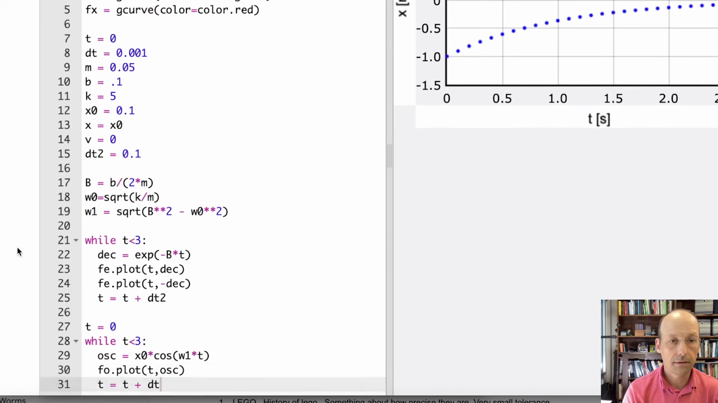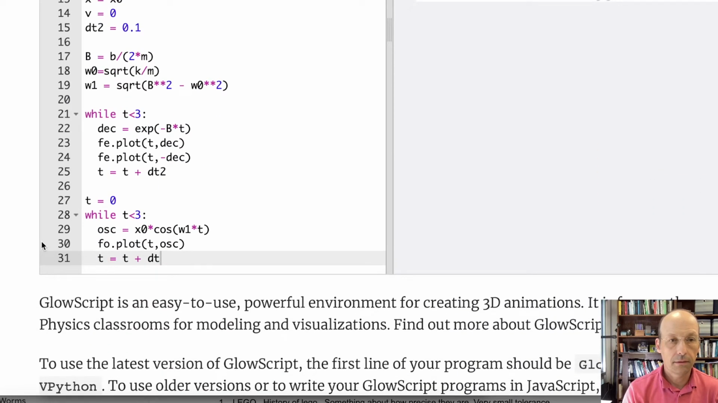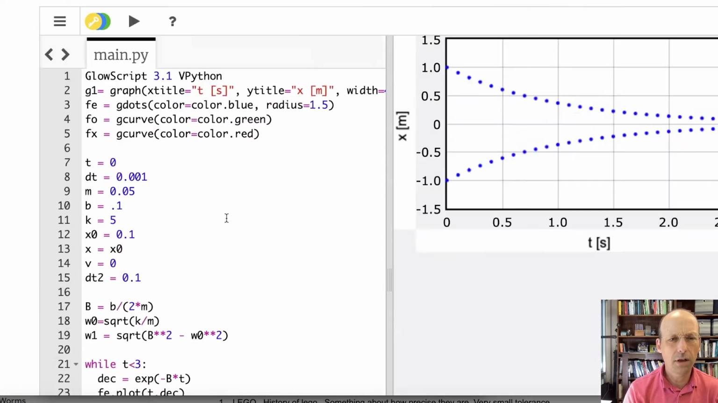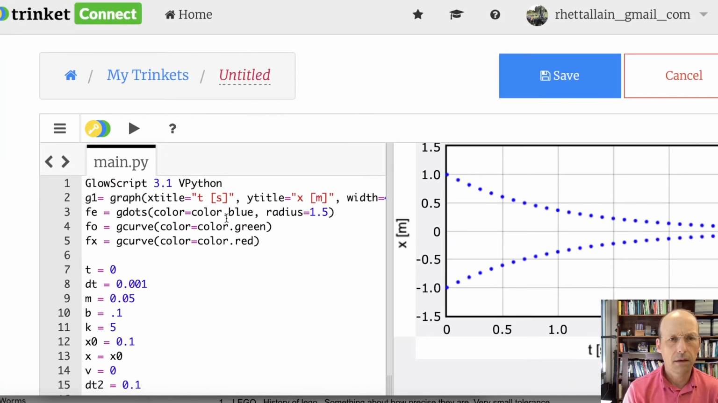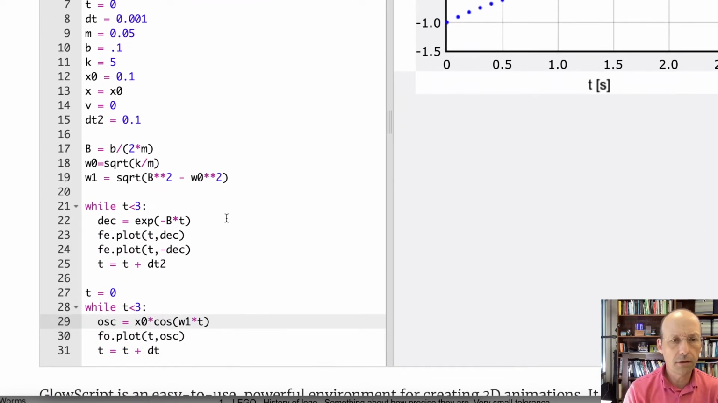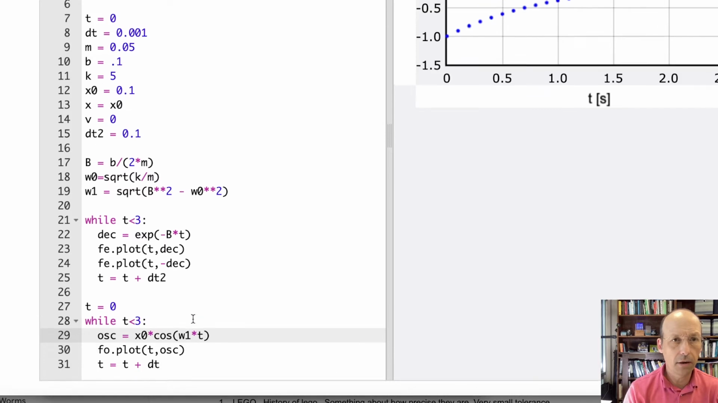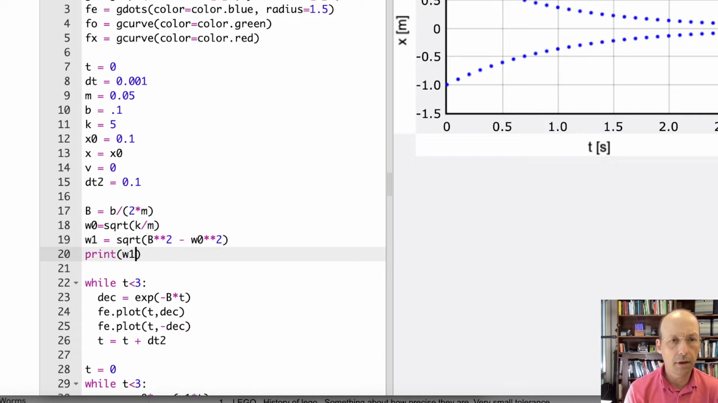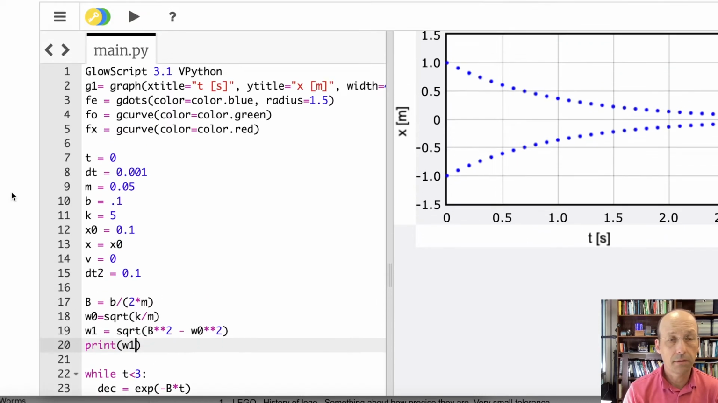Nothing. Wow, t is less than 3. Why didn't it calculate anything? It didn't plot that. FO dot plot. What did I do wrong? t equals 0, while t is less than 3, cosine omega 1, which I have, omega 1. Print W1. I'm just curious what's happening.